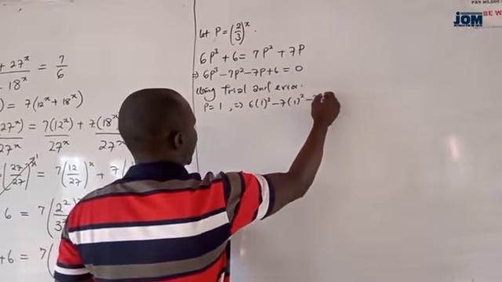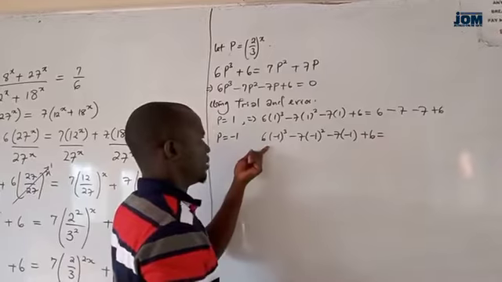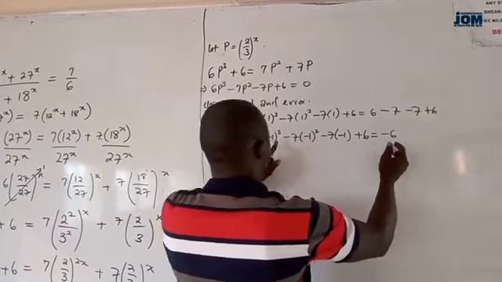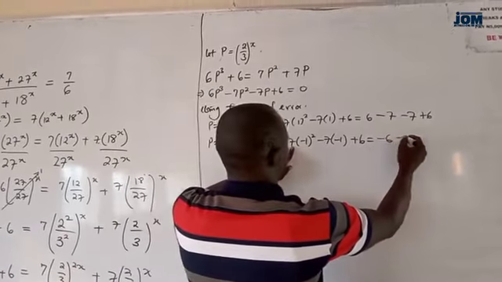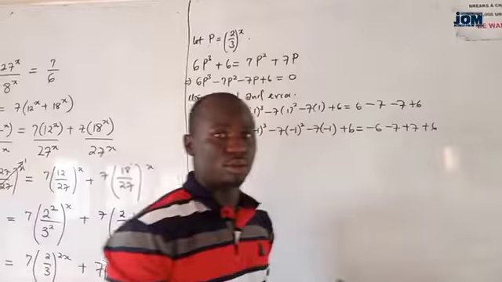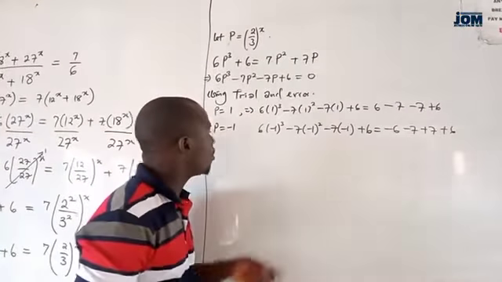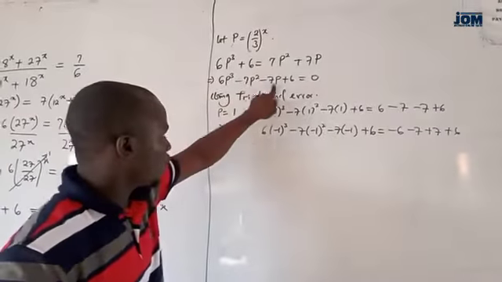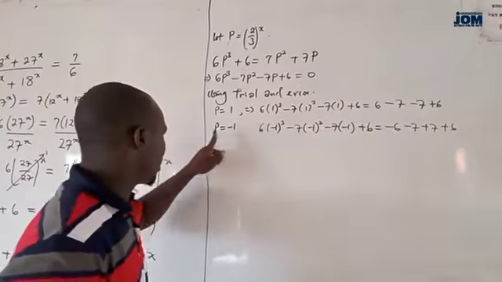If you put minus 1 here, what will happen? This is 6(-1)^3 minus 7(-1)^2 minus 7(-1) plus 6. What will happen to this? This is the same thing as minus 6, and this is the same thing as minus 7, and this is plus 7 plus 6. Minus 6 plus 6 is 0. Minus 7 plus 7 is 0. So everything is 0. So that means the value of p that will make this equation 0 is minus 1.